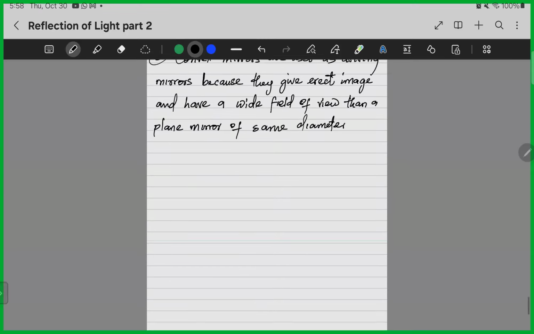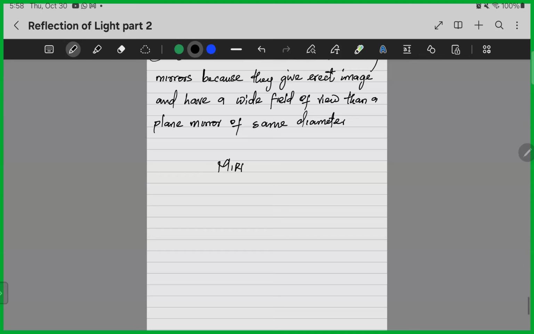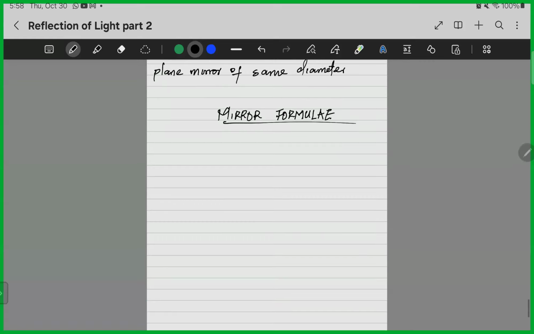Let's now go straight into mirror formula. Mirror formula. Very important. Very important. I'm going to write it straight up. 1 over F equals 1 over V plus 1 over U, where F is the focal length. Oh, yeah. Or let me put it this way. Not focal length. Let's say F is. I'm coming. Hold on.